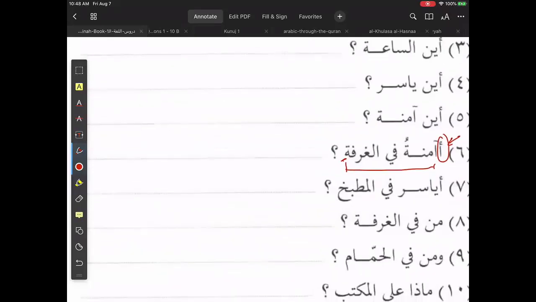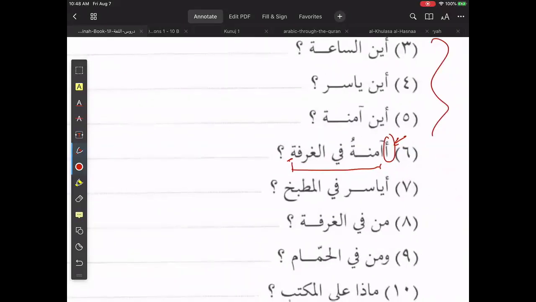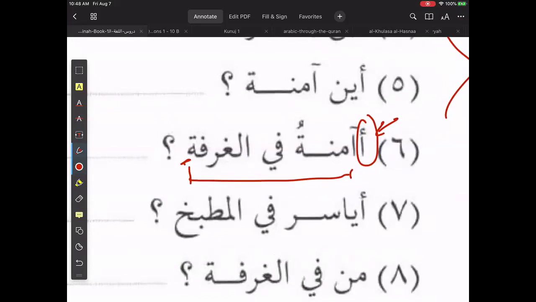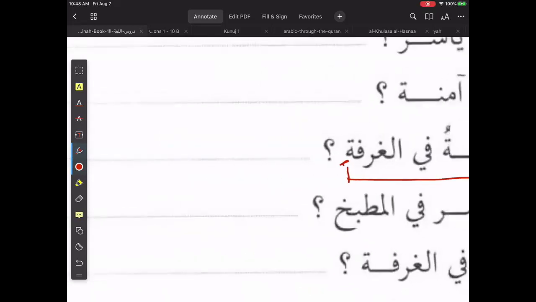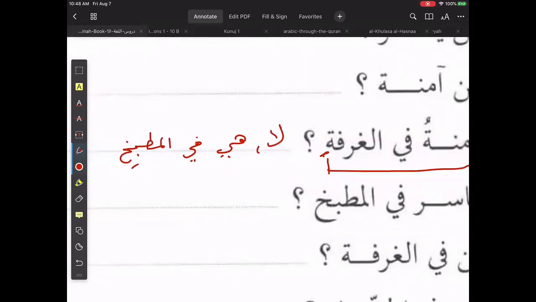Yes, exactly. But here's the key. If this question starts with the Hamza, that means it's a yes/no question. Before you say what you're saying, you have to answer first with yes or no. So it should be la, then you can say fil matbakh, right? But you must answer with yes or no first, because why?